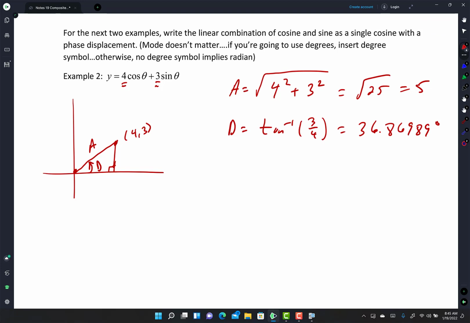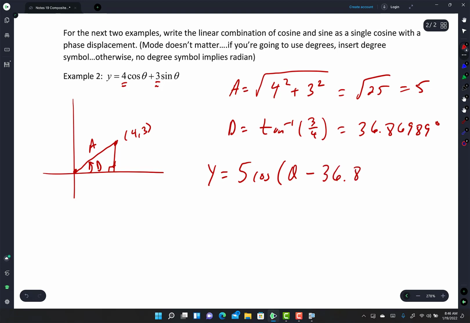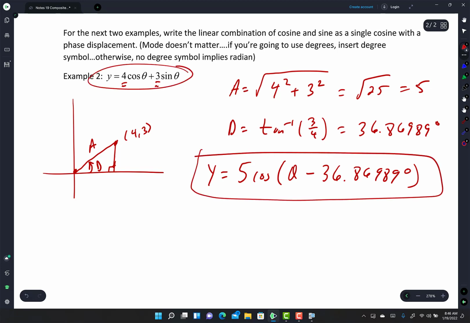Put the degree symbol. If you don't put the degree symbol, it's a radian, guys. So make sure you put the degree symbol. So your equation is y equals 5 cosine theta minus 36.86989, degree symbol, close. This is equivalent to that one. And if you want to test it out, you put it in y1 and y2 and see that it's the same graph. It is.